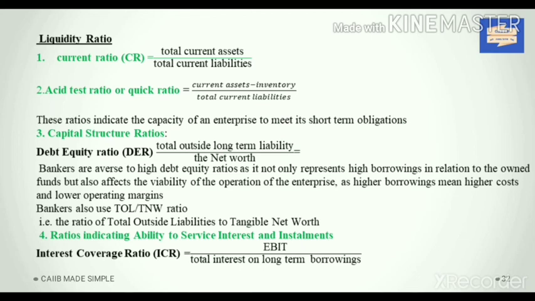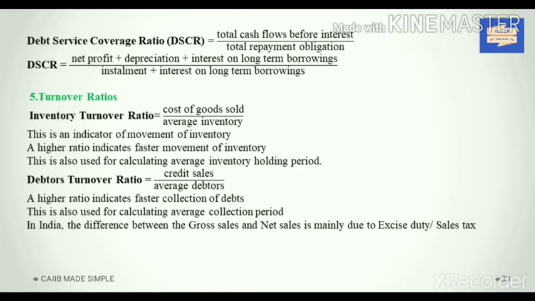Ratios indicating ability to service interest and installments: ICR, interest coverage ratio, that is equal to EBIT by total interest on long-term borrowings. Next is debt service coverage ratio, DSCR, equal to total cash flow before interest by total repayment obligation. DSCR equals net profit plus depreciation plus interest on long-term borrowings by installment plus interest on long-term borrowings.